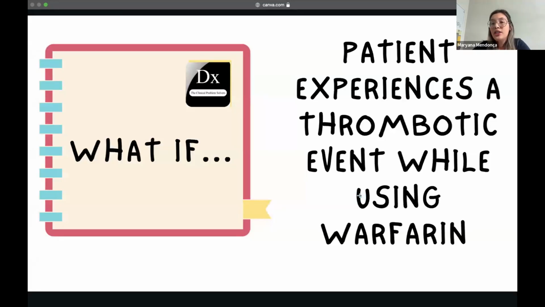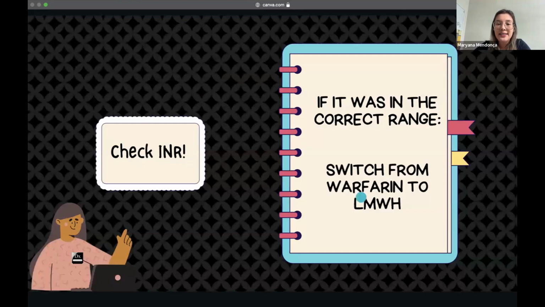And what if your patient experiences a thrombotic event while using warfarin? Well, in this case, the first thing to do is check the INR and see if it's in the correct range. If it's not, you should look for possible medication interactions, and if it was in the correct range, you should switch from warfarin to low molecular weight heparin.